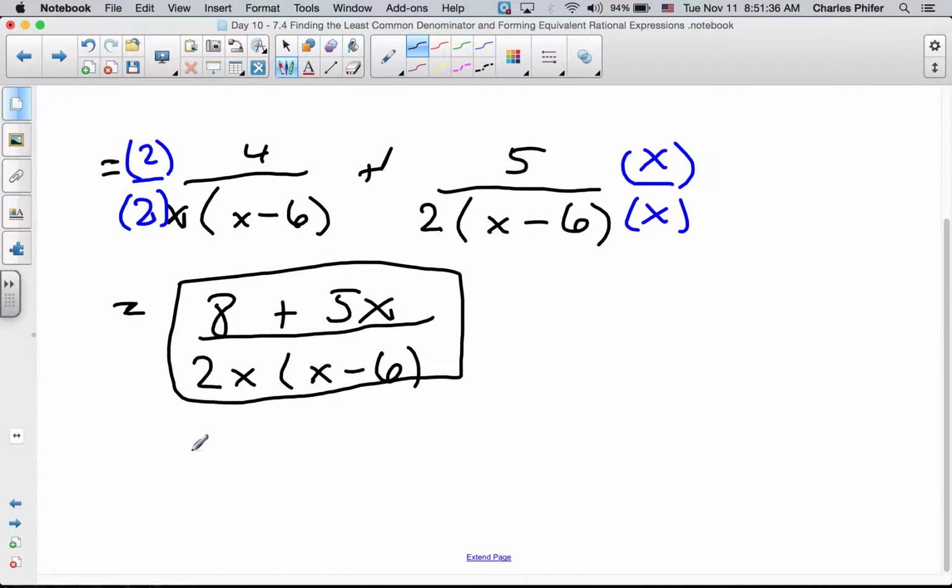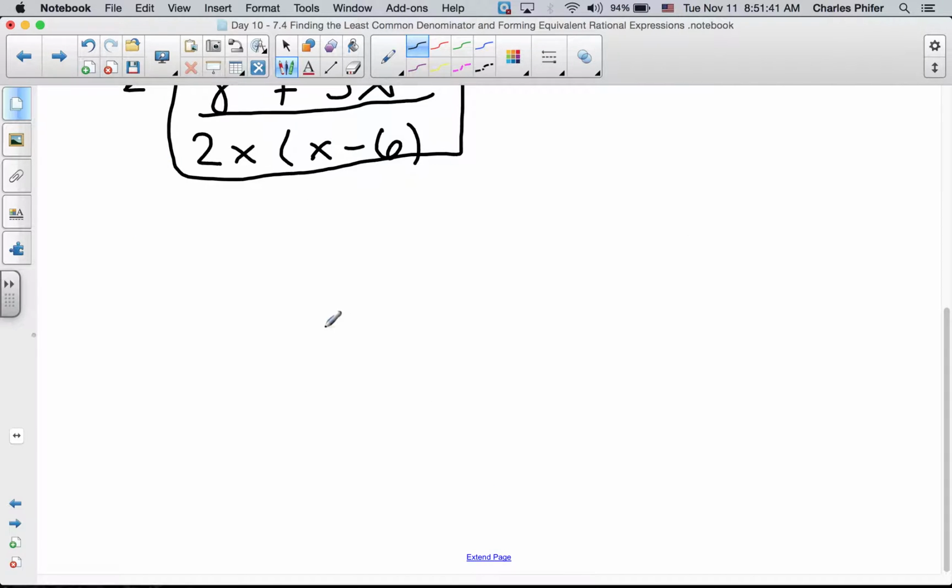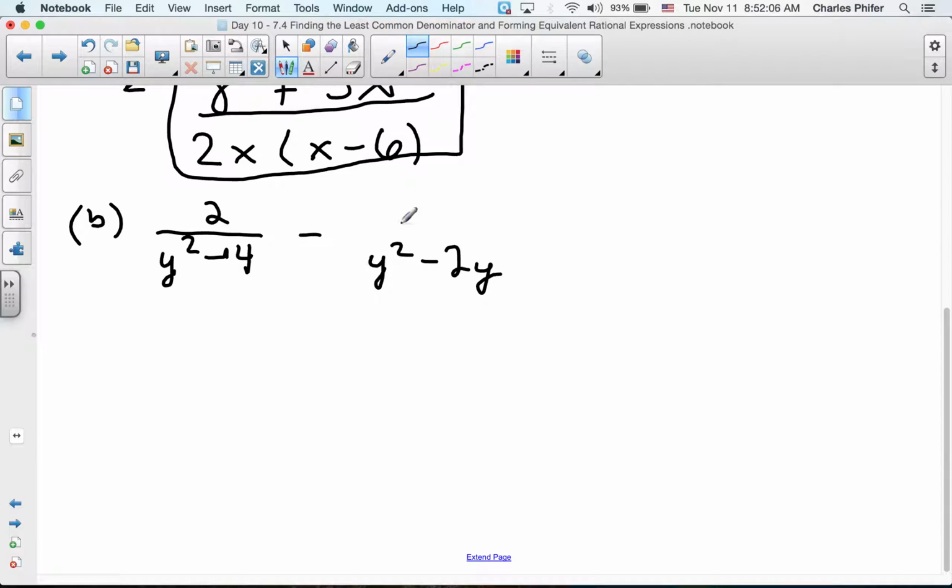Okay, let's look at B. So B, the first denominator is y squared minus 4. The numerator is 2 minus, the denominator is y squared minus 2y, y squared minus 2y. The numerator is y plus 1. Okay.